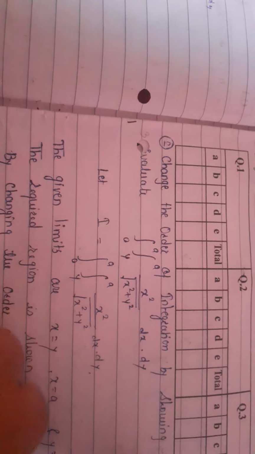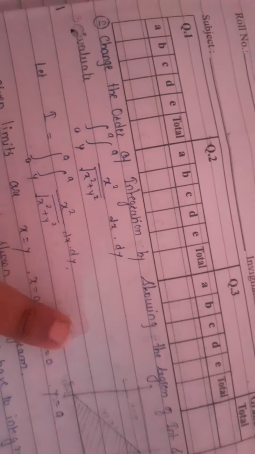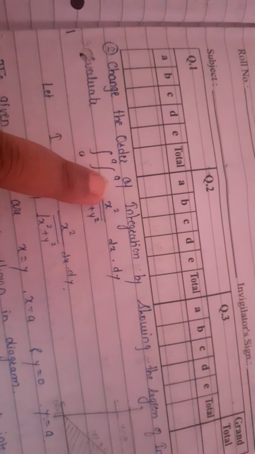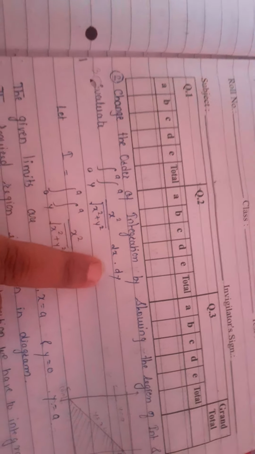Next example: change the order of integration by showing the region of integration, and evaluate. Sometimes diagrams are provided. The integral is 0 to a, y to a, x square upon under root of x square plus y square, dx dy.